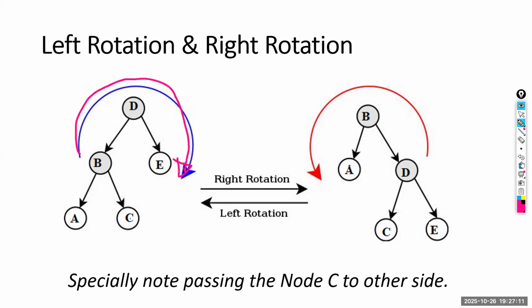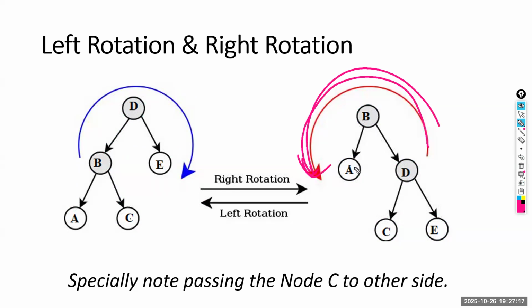Okay. So the left rotation is you are doing it in the reverse order. Left rotation. So now what happens? B comes down. When B comes down, A also goes down, right? Because A is the left child of B. And D goes up. When D comes up, E also comes up.